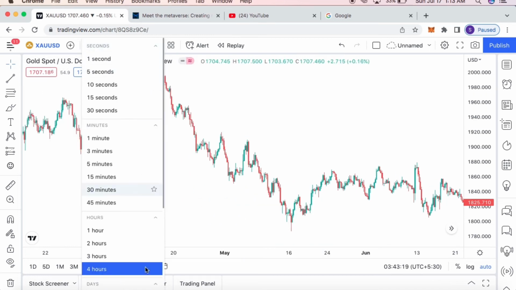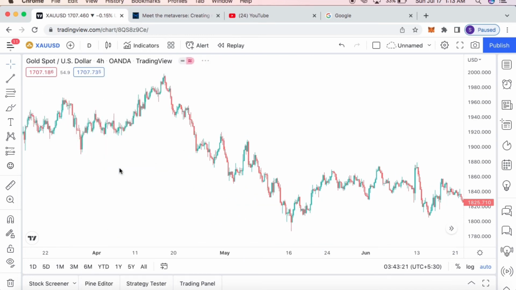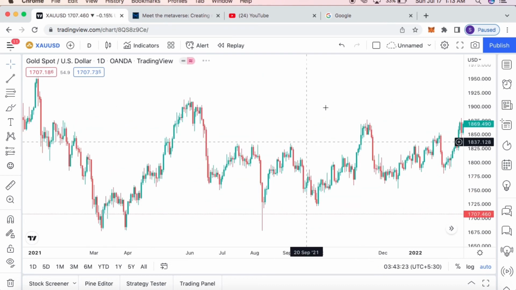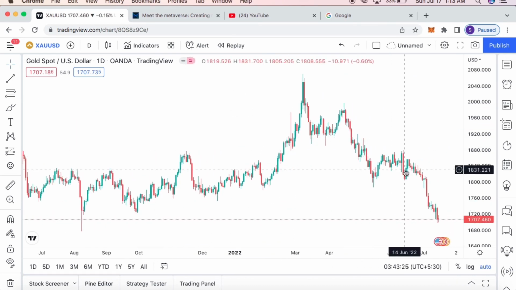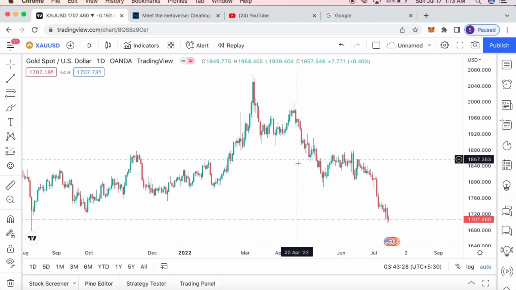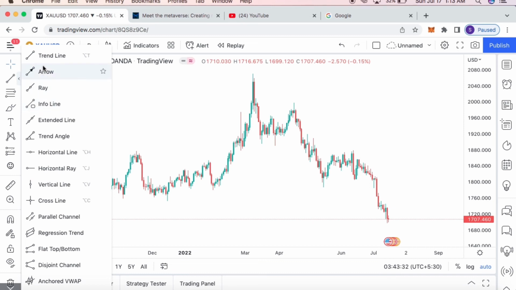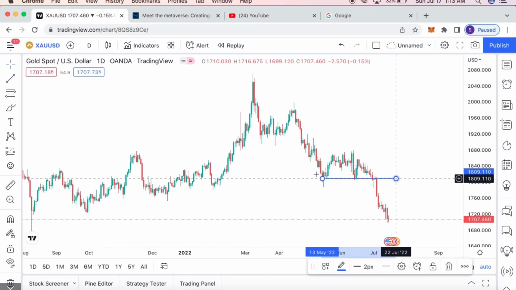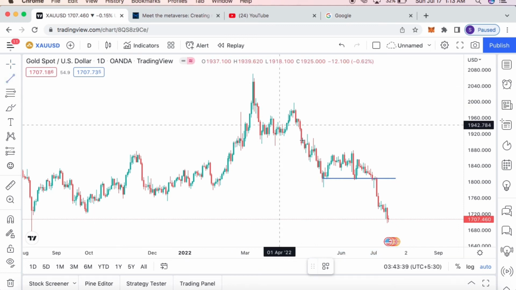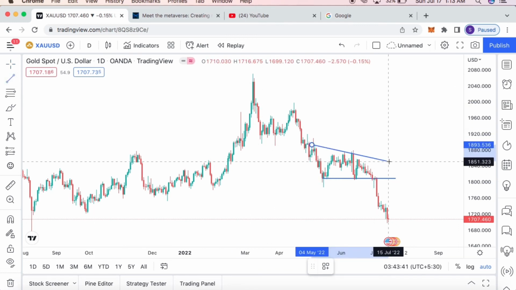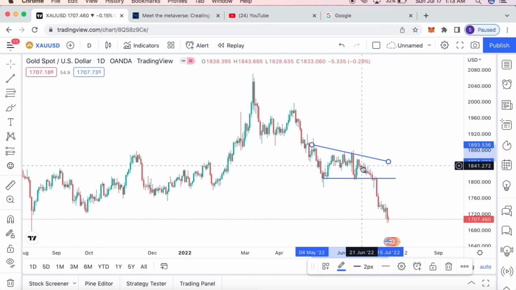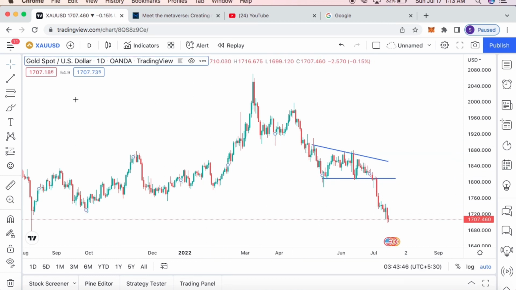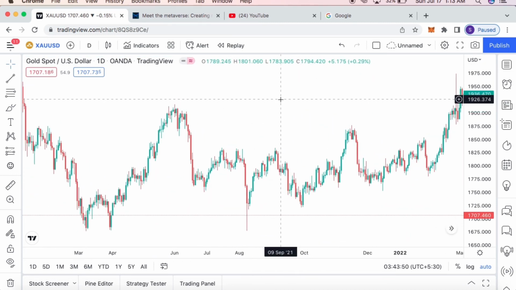Actually, let's start with the daily time frame for the gold here. You see, patterns happen everywhere. Everywhere I look, we have patterns. So guys, this is the first pattern right here. As you can see, we had price, and then we had this. So as you can see, we had the breakout. Everywhere you look, guys, we have patterns everywhere.